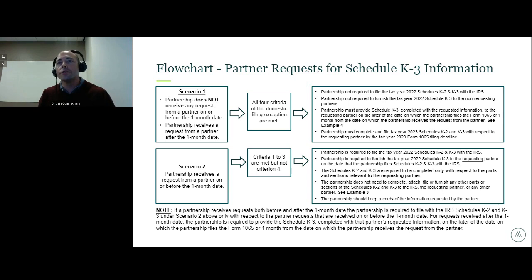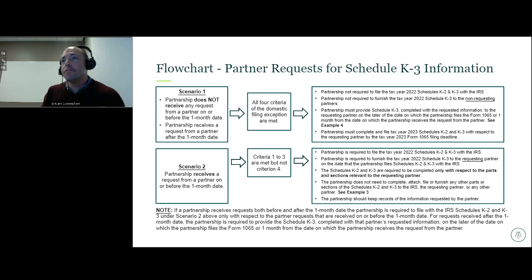So that you don't have any foreign partners, no foreign activity or limited foreign activity, and you have notified the partners. As long as you did all that, then you're just waiting to find out, did the partners request the information? So in scenario 1, the partnership does not receive any request from a partner on or before the 1 month date, okay? But they do receive a request from a partner after the 1 month date. If that happens, then the partnership would not be required to file the 2022 K-2 and K-3 with the IRS. The partnership would not be required to refurnish the tax year 22 K-3 to the non-requesting partners.